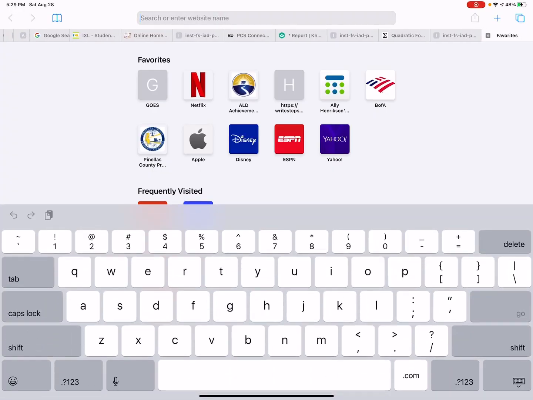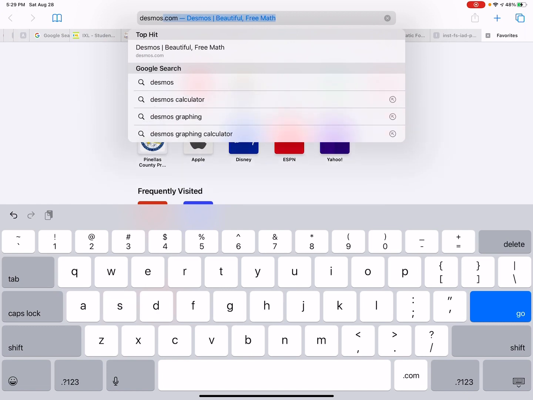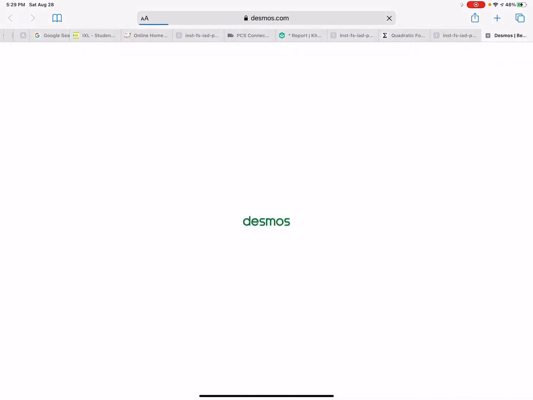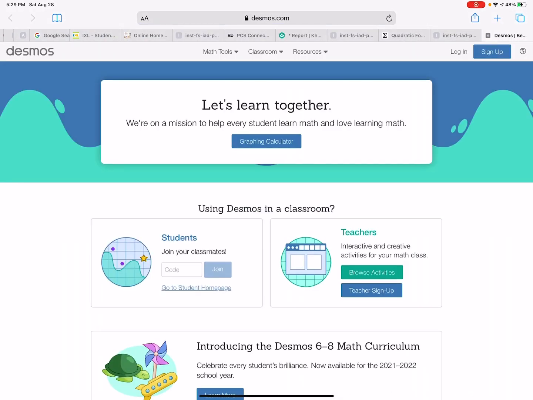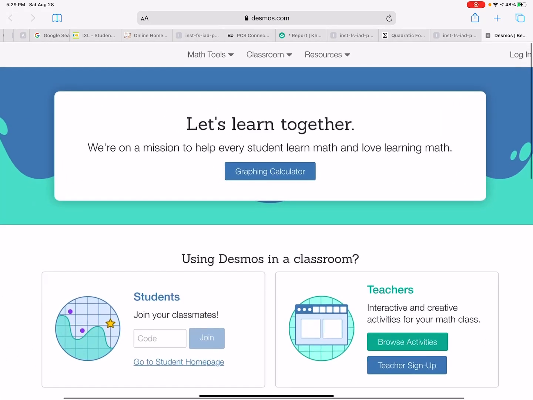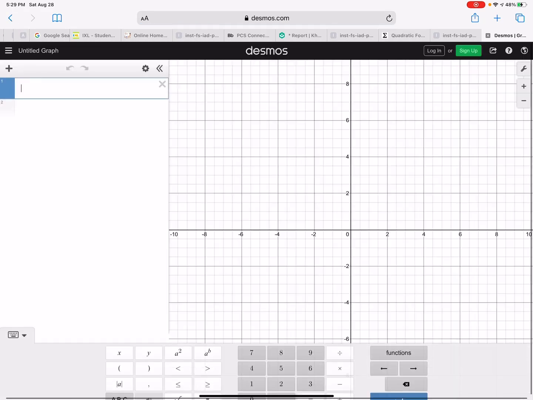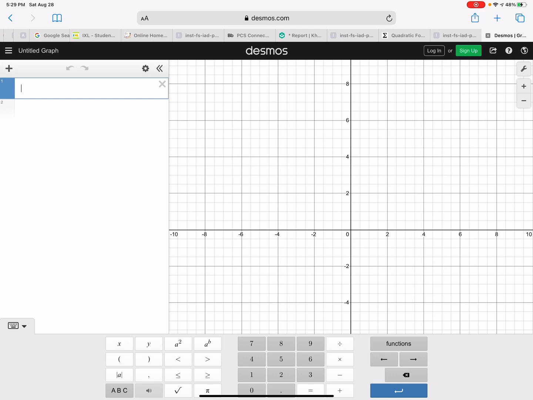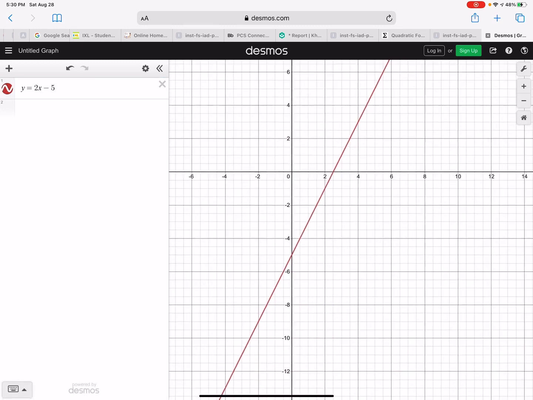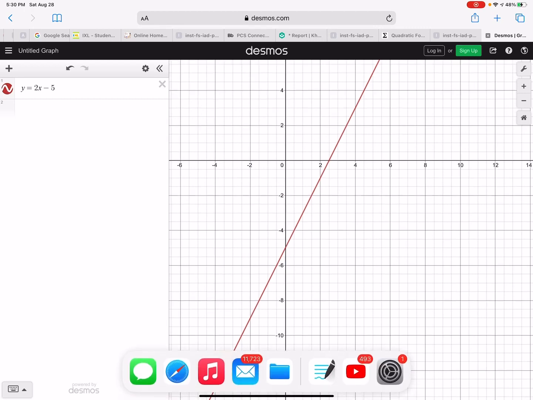So I'm going to a website, Desmos. There it is, desmos.com, and this is an online graphing calculator. And you don't need to sign up. You can just click graphing calculator and get started. So our equation was y is equal to 2x minus 5. I think that's what it was. Okay, and so we see here, this is the line, 2x minus 5.